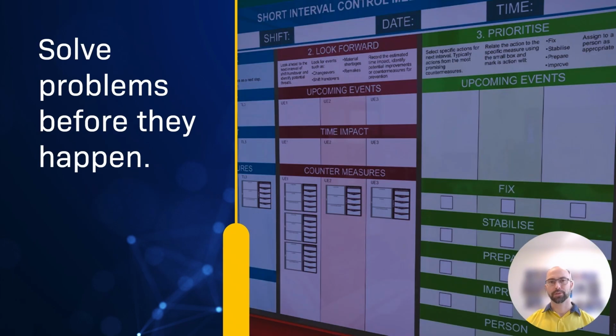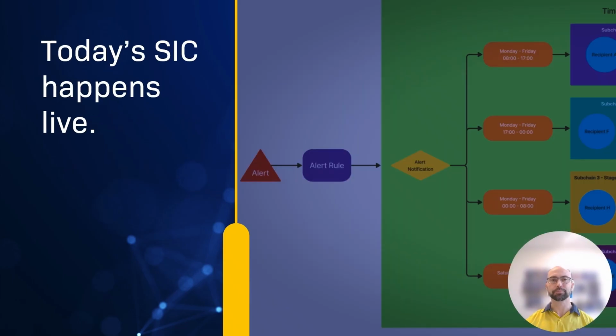To be future-focused, we need time and space. So the question is, how do we make these meetings forward-looking? The answer is solving problems before or as they happen. A common approach is short interval control, or SIC. The typical SIC approach breaks shifts into small time blocks of approximately 2 to 4 hours, encourages teams to get together, assess performance, identify deviations, and take corrective actions.